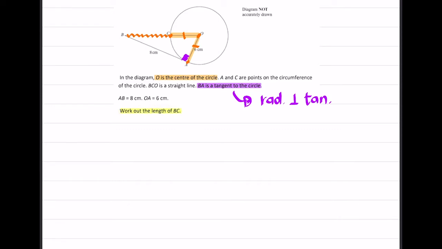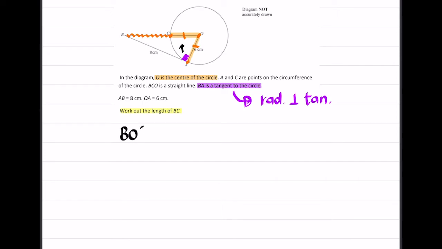In order to calculate BC, I am actually going to calculate OB, because OB is the hypotenuse of the triangle, which means that I can easily determine the length of OB, and then I'm going to subtract this part of OB from it, because I know that that part is equal to 6. So I know that OB is the hypotenuse, it's the side opposite the right angle.